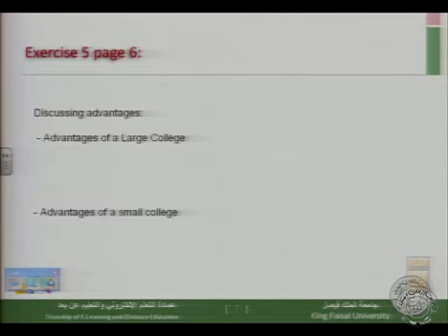Good. We move now to the next slide, which is exercise 5, page 6. Here we will be looking at the topic you will write about, discussing advantages, and we have two topics: advantages of a large college and advantages of a small college. Let's look at the first topic, advantages of a large college. Can you mention some of the advantages of a large college?